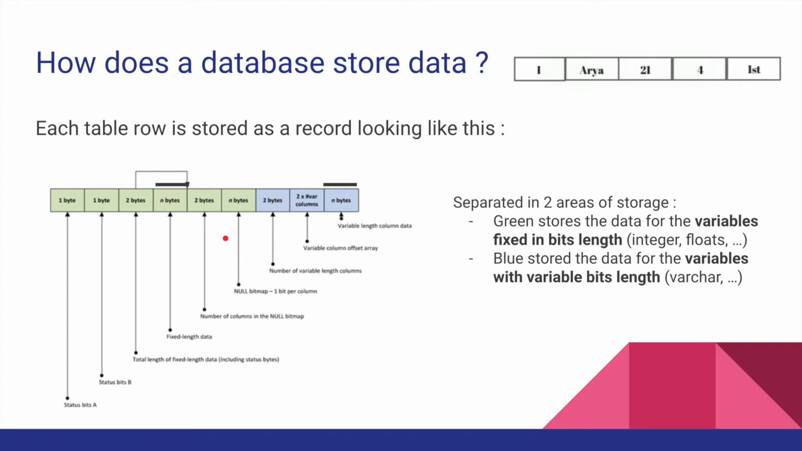This record is a sequence of bytes split in two areas. The first one, the green one, stores information about the columns of the record, describing a variable whose length is fixed, like integers, floats, and so on. The second area, the blue one, does the same, but with columns whose length can vary, like varchar, text, and so on. So that's how a record is stored on disk. Let's move on to the next slide.